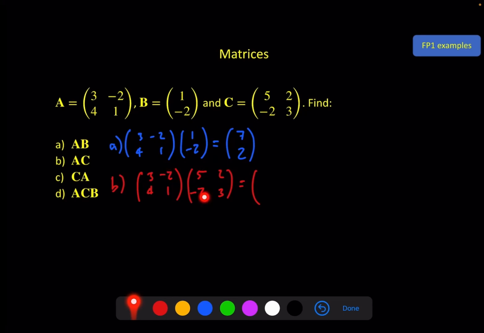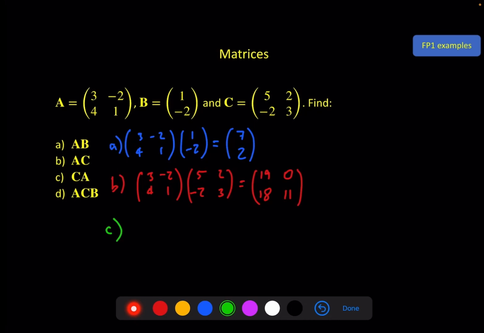15 plus 4. 6 minus 6. 20 minus 2. And finally 8 plus 3. Here is the answer for part B. Part C is showing us that this is going to be a different answer.